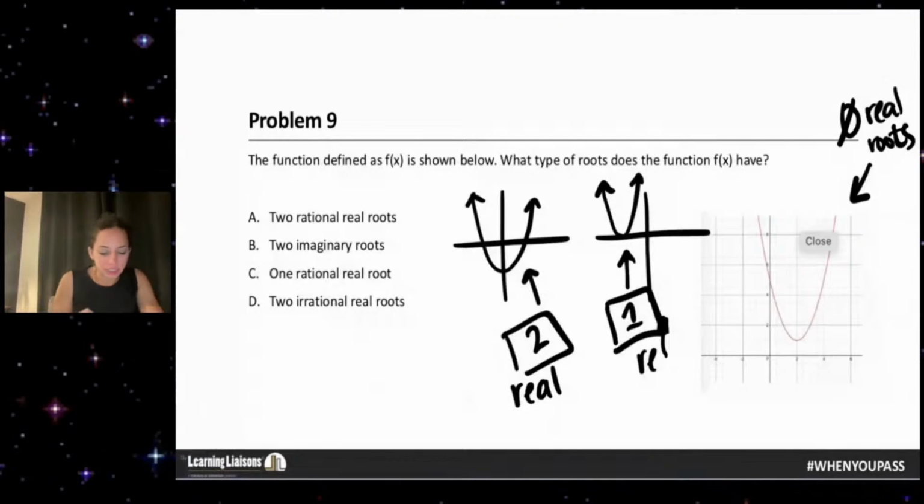you'll notice the answer choices have 2 rational real roots and 2 irrational real roots. All that does is a rational real root is one that has a clean answer, like 2.5 or 4 or 7. An irrational root is something like 2.13573, a decimal that is just infinite, right?